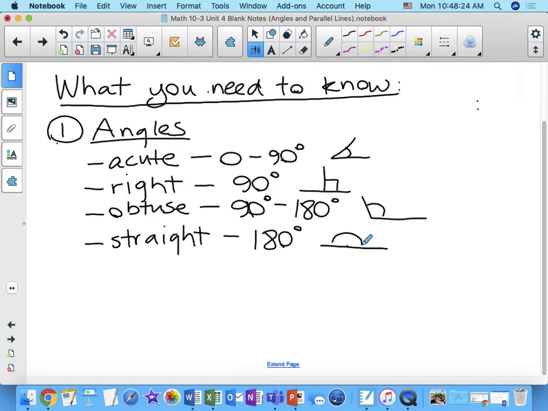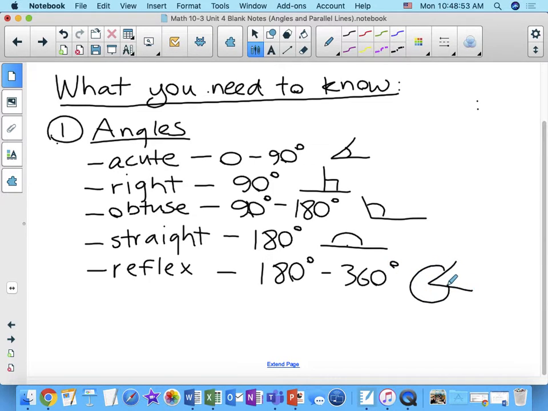Okay, and then after a straight angle, what's the next one? Yep, a reflex angle, correct. Okay, so this angle, what does it have to be between? Yep, 180 to 360 degrees, correct. And so it kind of looks like this. It's like the other side of an acute angle, right? And you can tell which angle to look at based on where that circle is. Okay, so we looked at these classifications of angles.